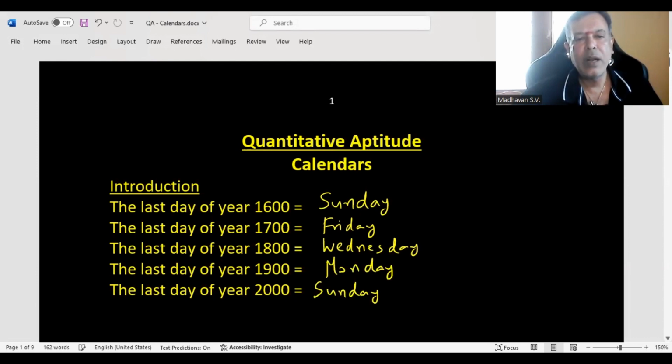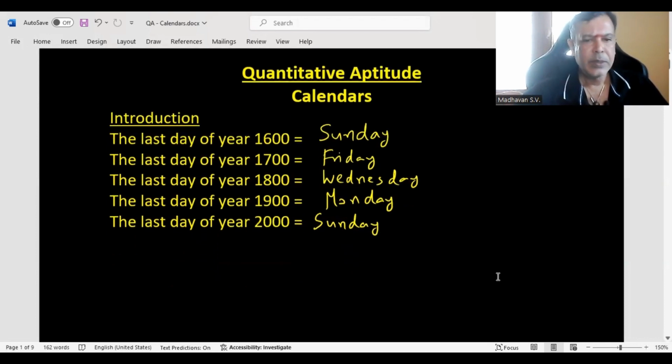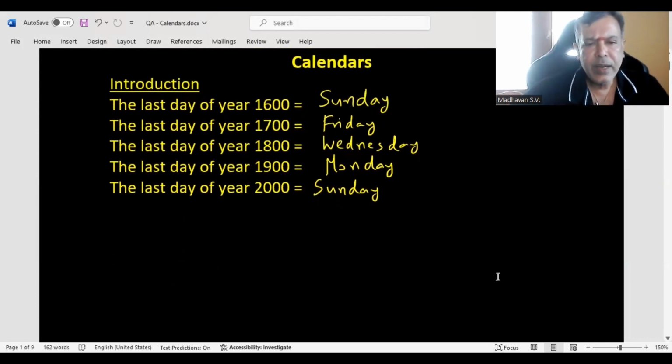Even if we want the last day of the subsequent years, that is 2100 or 2200, etc., it will be in this order only. Similarly, the previous centuries also will be in the same order, in the sense that 1500 will be Monday, 1400 will be Wednesday, like that. This we will remember. Now let us understand what we mean by an odd day.